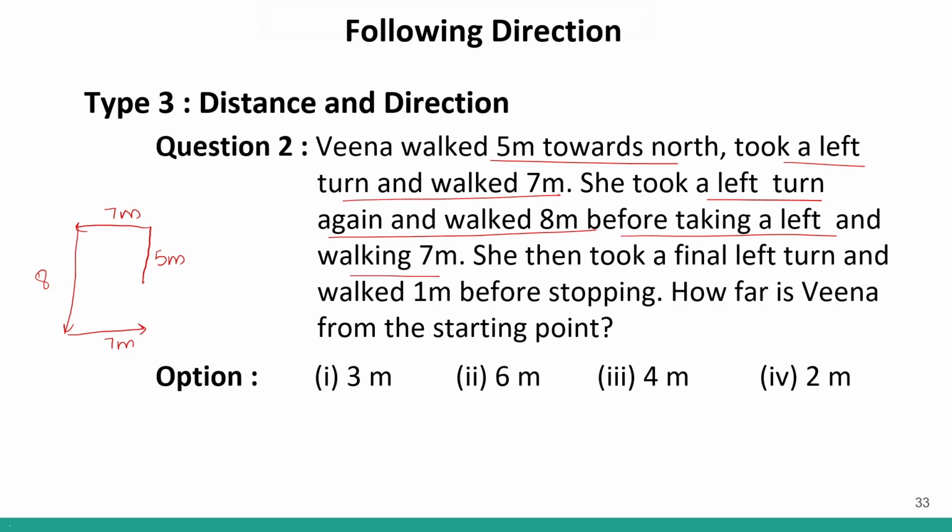So she'll come again back in line with the starting point. Then finally she took a left turn and walked 1 meter. So left and then again walked 1 meter, right? And then she stopped. So how far is Veena from the starting point? So from the starting point till here, we can say this direction 8 will be equal to, let's say this direction is x, then x plus 5 plus 1. So x will be 2 meters, which is option number 4. So option number 4 will be the correct answer.